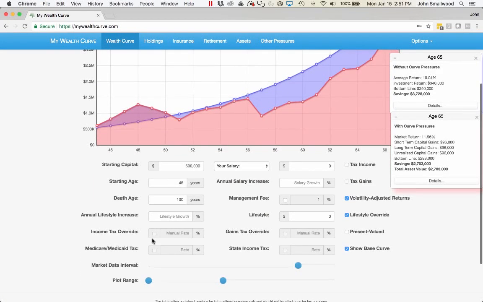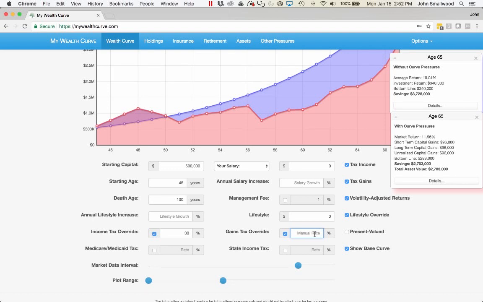And what I'm going to do, just to make this simple for a second, is to allocate a very simplistic tax to both of these categories, where we say a 30% marginal bracket for the short-term capital gains and some of the interest income, and a 20% capital gain rate.